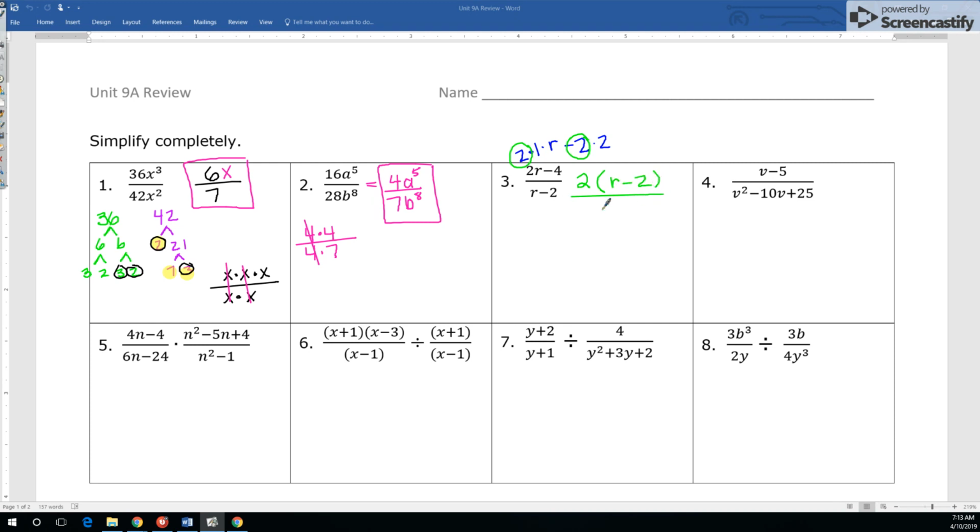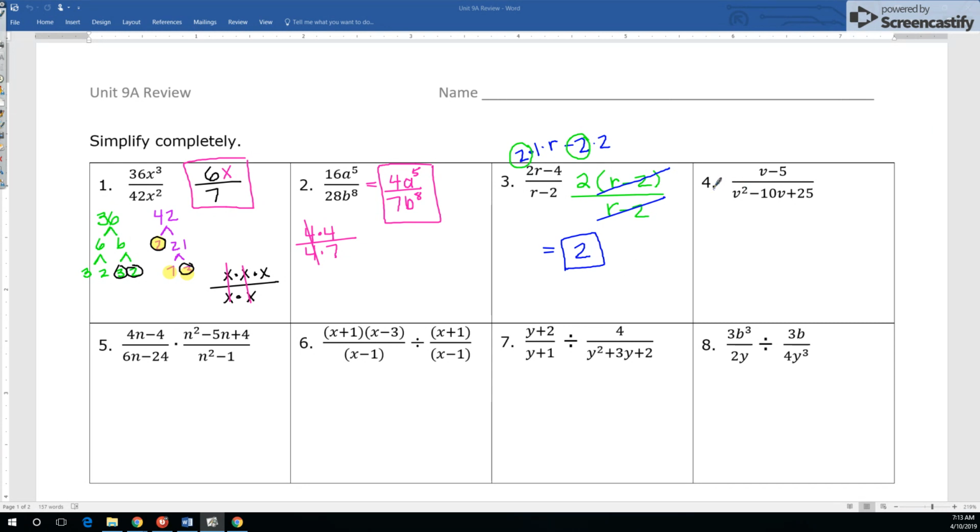That just happens to be exactly what I have in the denominator. So it's not that my r's cancel out and my 2's cancel out. It's that this entire quantity, this entire expression, this entire binomial is going to cancel out. Just like x over x cancels out, r minus 2 over r minus 2 cancels out because those are the same. They will have the same value. So I'm just left with 2.